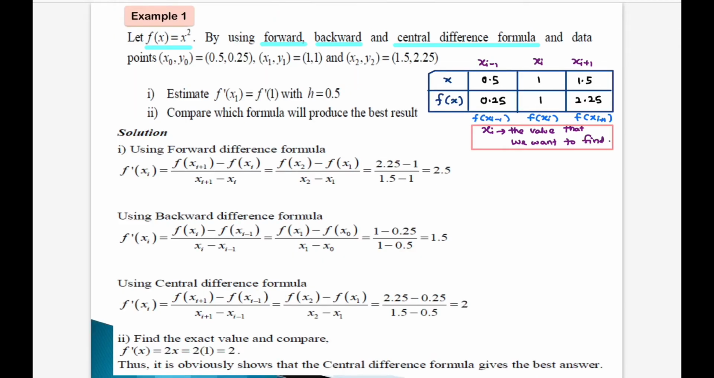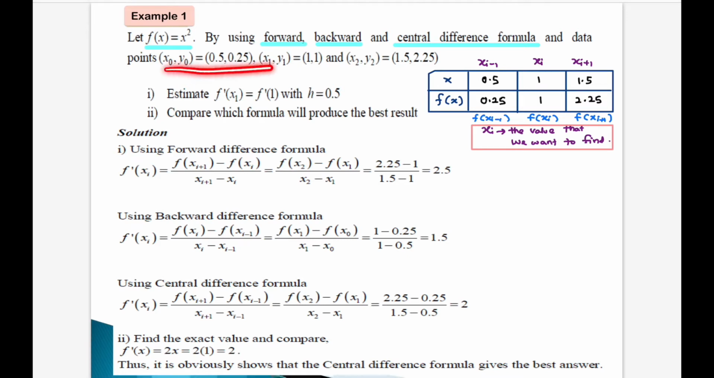Now look at example 1. Let f(x) equal x squared. By using the forward, backward, and central difference formulas and data points x0, y0, x1, y1, x2, y2, estimate f prime of x1, or f prime of 1, with h equal to 0.5. And then compare which formula will produce the best result.